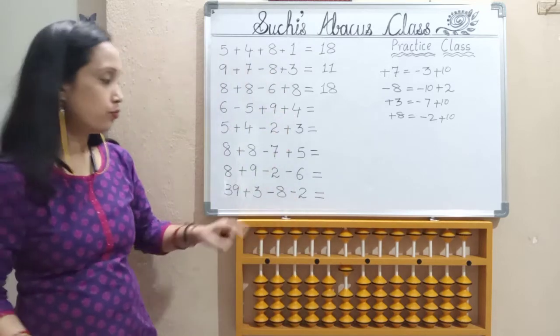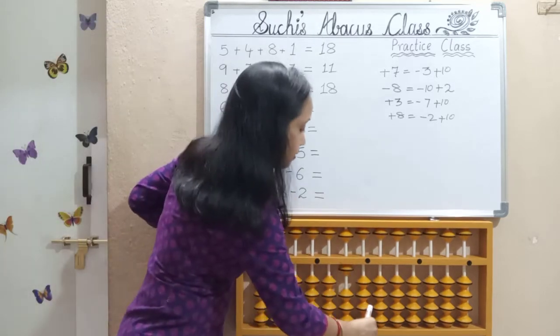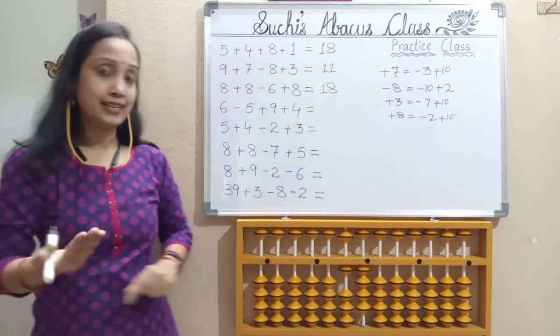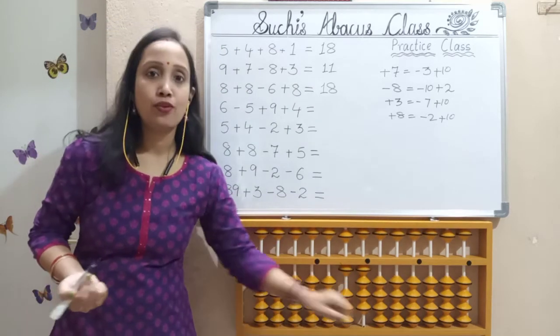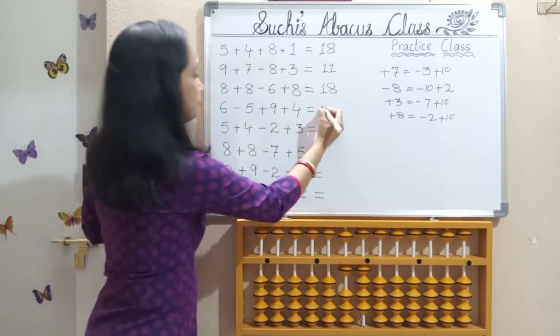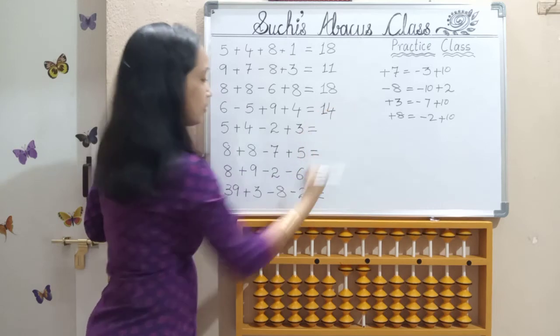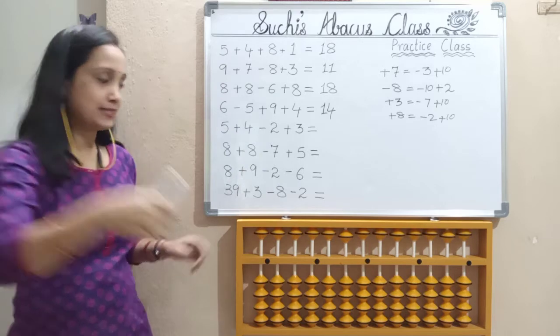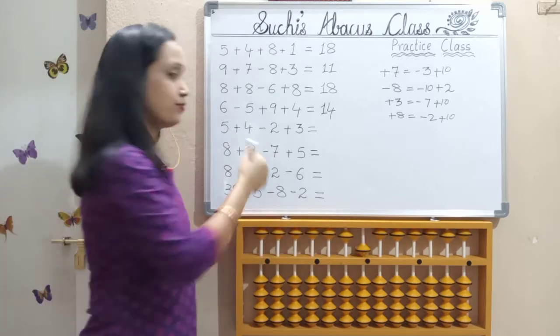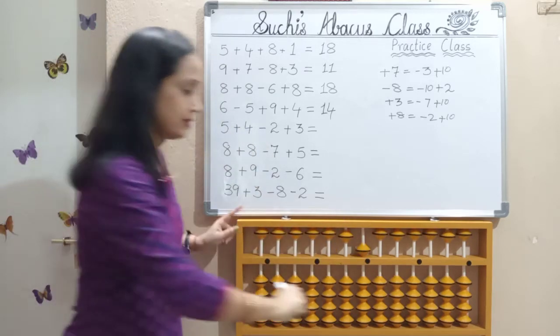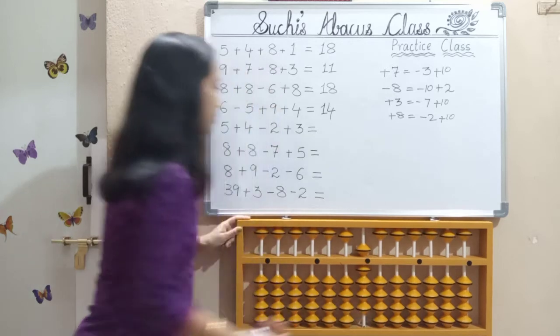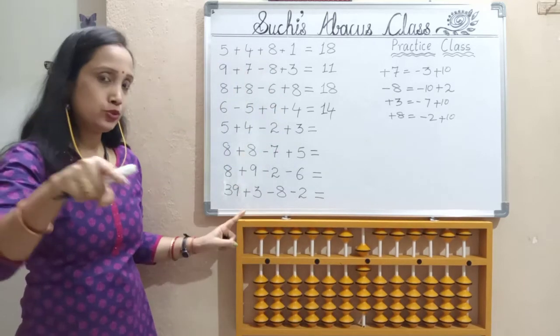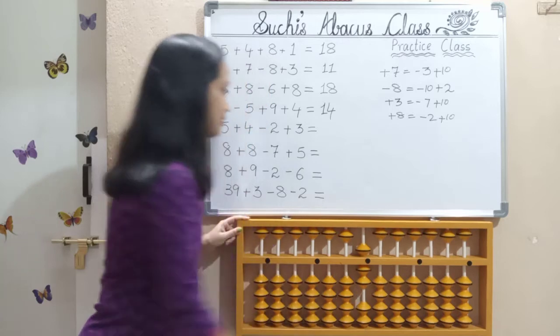Next, add 4. In 1's place, 4. Our answer is 10 and 4, 14. Next, add 5. Index. Add 4. 4 bits should move up with thumb. Less 2. 2 bits we should move down with index.